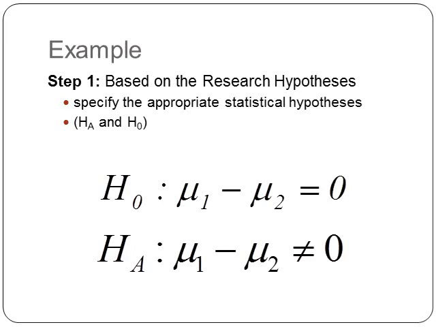So step 1, our research hypothesis, we think there's a difference, is going to be converted into two statistical hypotheses, the null and alternative. The null says that mu1, or reading group 1, equals reading group 2, and the alternative says there's a difference between them, or that the difference between group 1 and group 2 is not 0, could be greater than or less than.